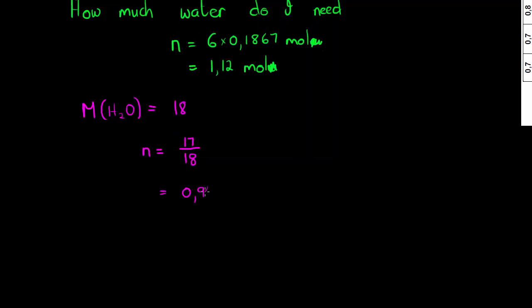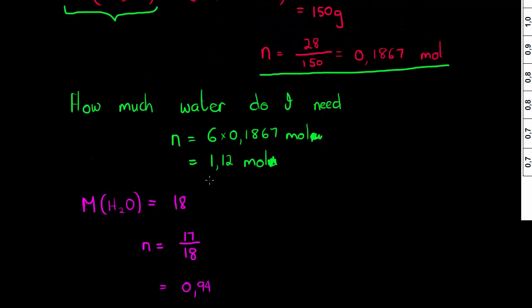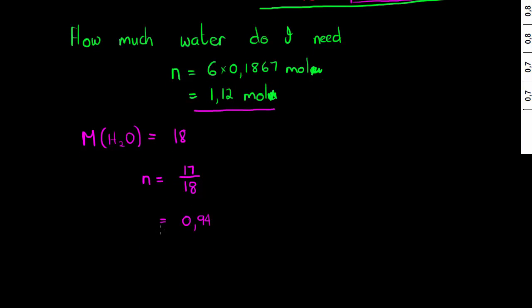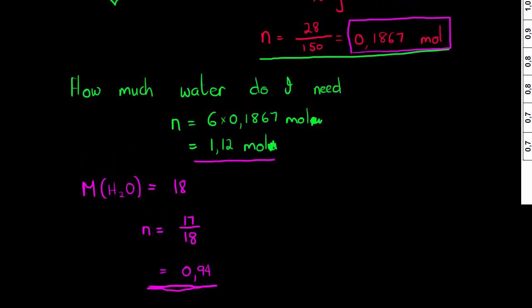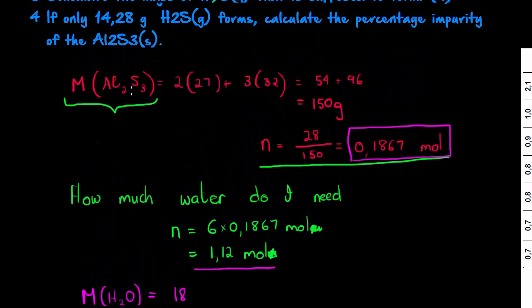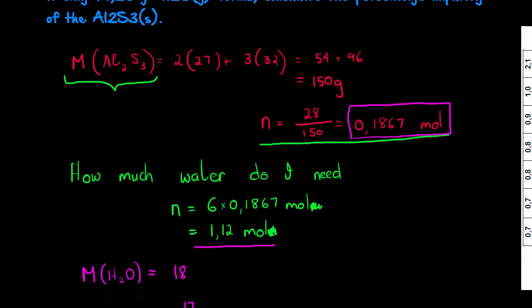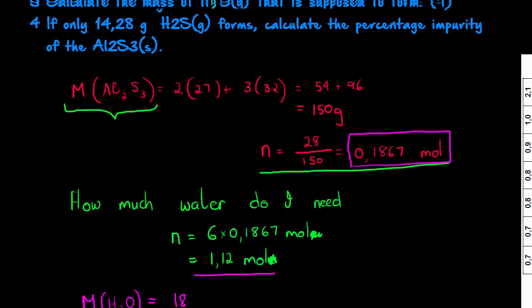This is how much I have, and this is how much I need if I want all of my dialuminium trisulfide to be used up. So it is clear that water is going to limit me. All of this water will be used up, and I will still have a little bit of dialuminium trisulfide left that would not have any water to react with. So that would be our answer.